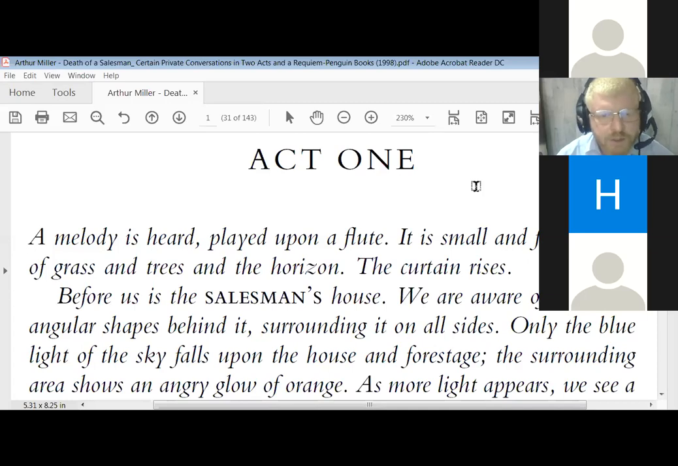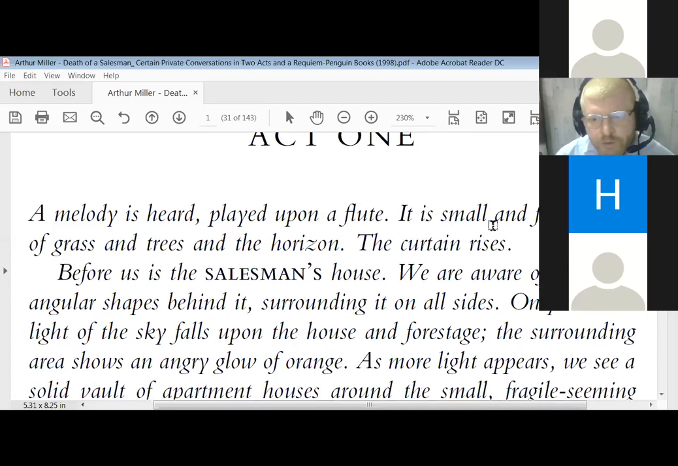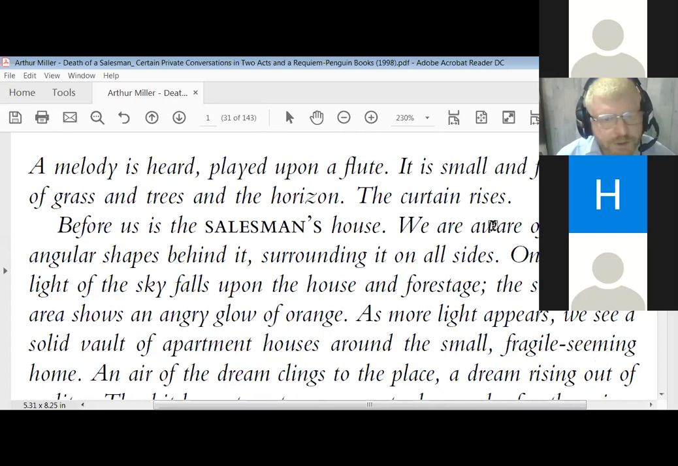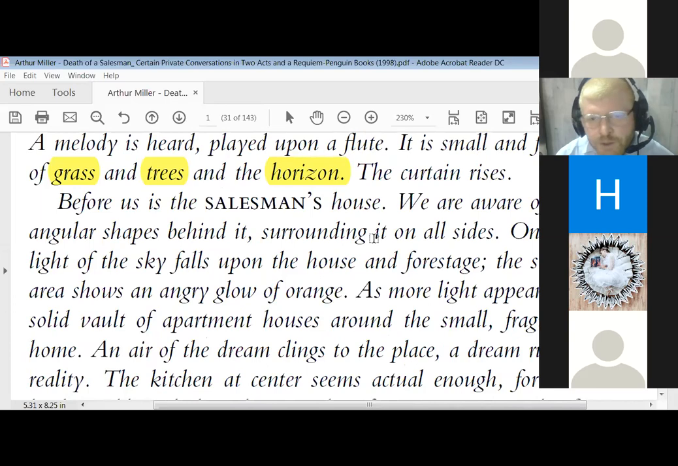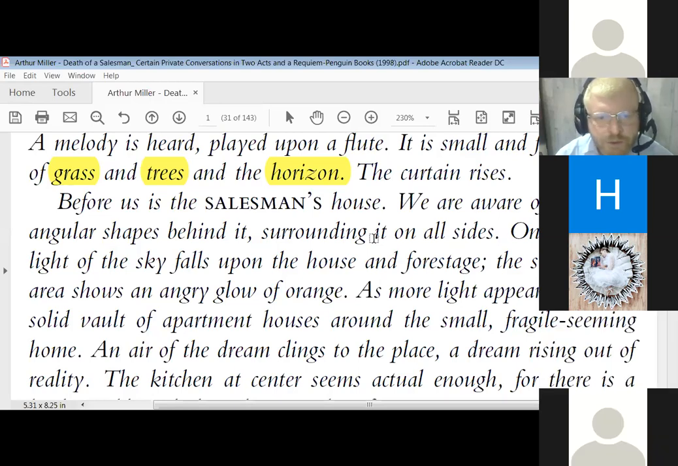So if you are following with me, it starts with something like that. A melody is heard, played upon a flute, small and fine, telling of grass and trees and the horizon, and then the curtain rises. So the play starts with music and then the curtain rises. If you look here, the words grass, trees, and the horizon are important because later on we'll see the significance of grass and trees and the significance of nature and the natural elements in this.